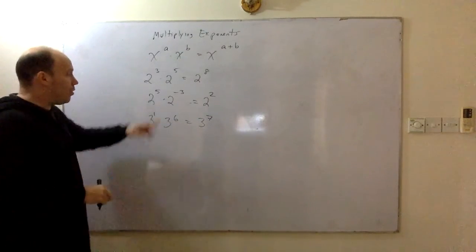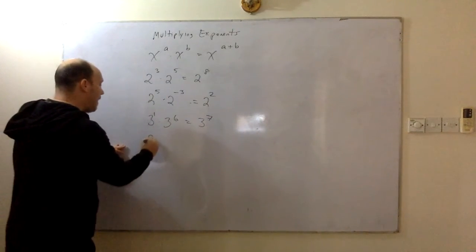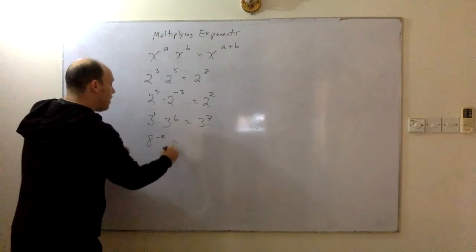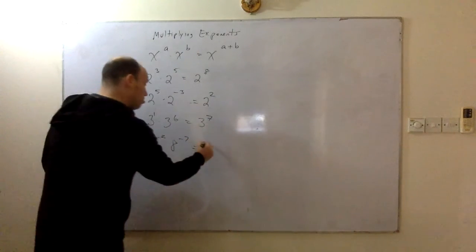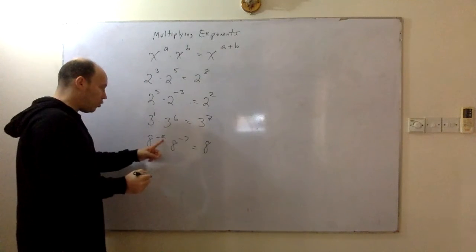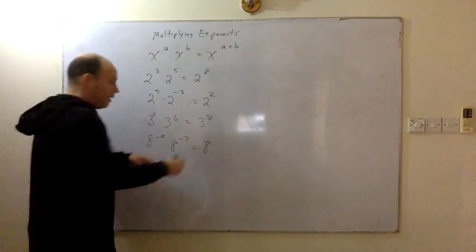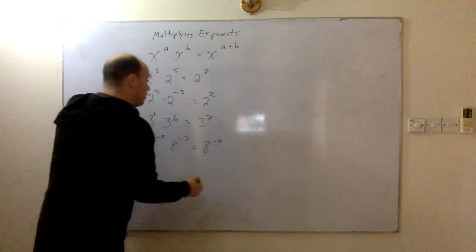Okay, now we said we can use negative numbers. So how about 8 to the negative 2 times 8 to the negative 7? Say, okay, same base. Negative 2 minus 7 is negative 9.